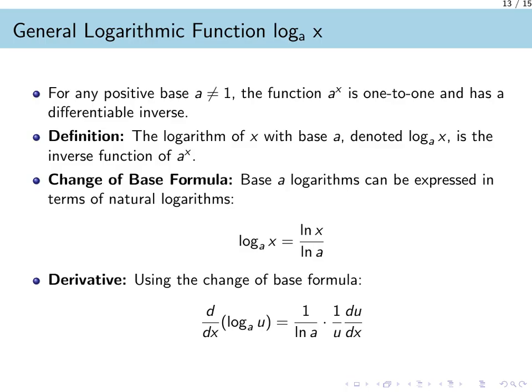Applying the chain rule, the derivative of log base a of u becomes 1 over the natural log of a, all times 1 over u, times du dx. For instance, log base 10 is just a scaled version of the natural log. The essential point is that you can always convert any logarithm to a natural logarithm before performing calculus.